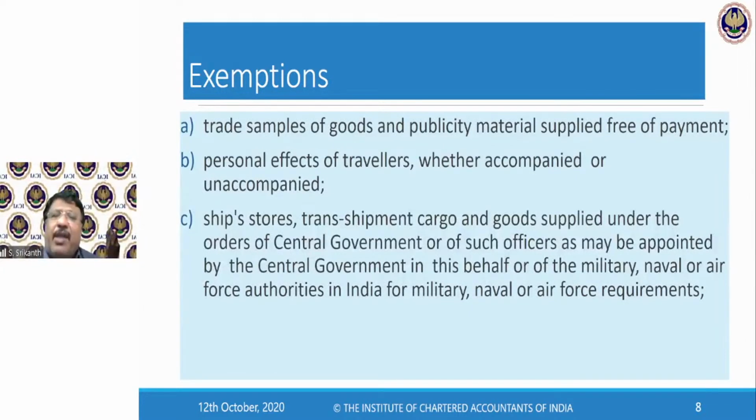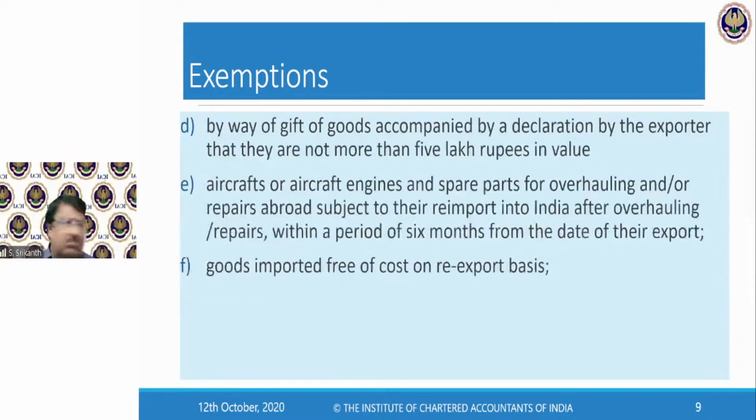But it's not sale from India, so we don't have to bother. And goods supplied under the orders of central government, etc., defense issues, exempted. By way of gift of goods, accompanied by a declaration by the exporter that they are not more than 5 lakh rupees in value.